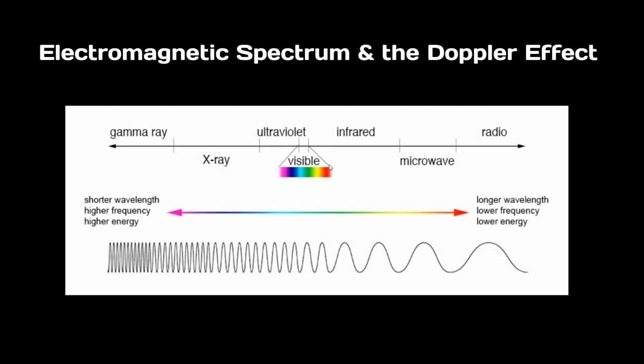As you go towards gamma rays, the frequency, how often the wavelength goes up and down, will be greater and also contain higher energy. On the far side, radio wavelength is going to have a longer wavelength, a lower frequency, less frequent, and lower amount of energy. So let's talk about that a little bit more in depth.